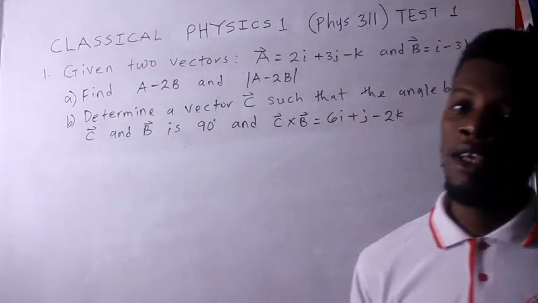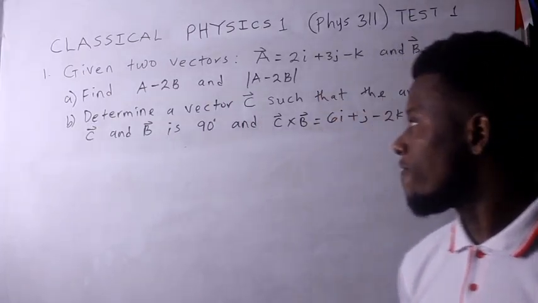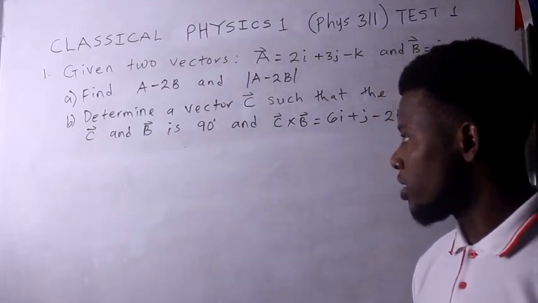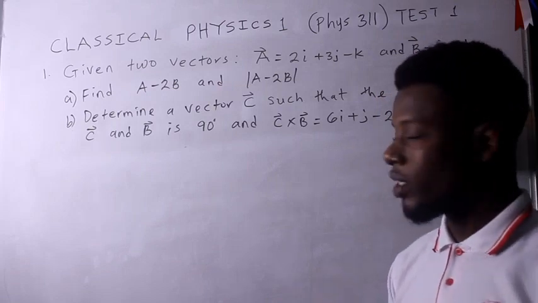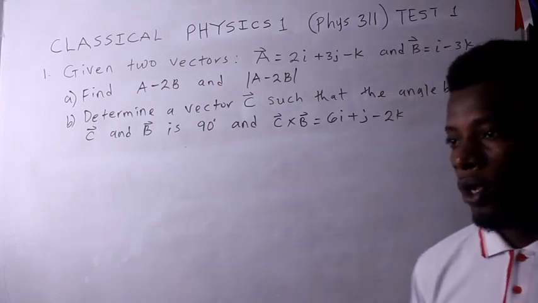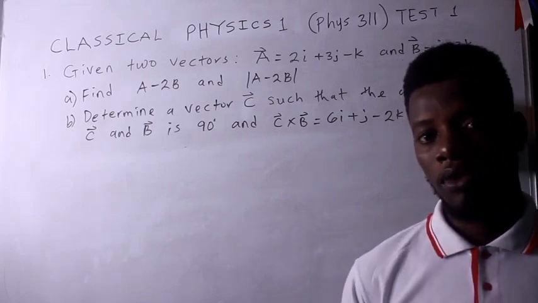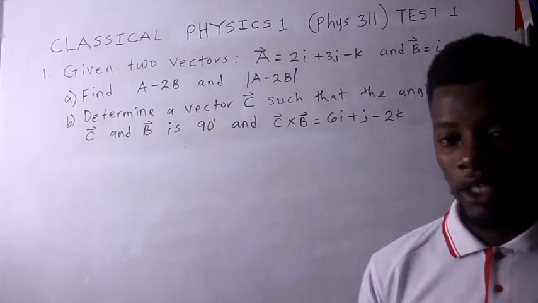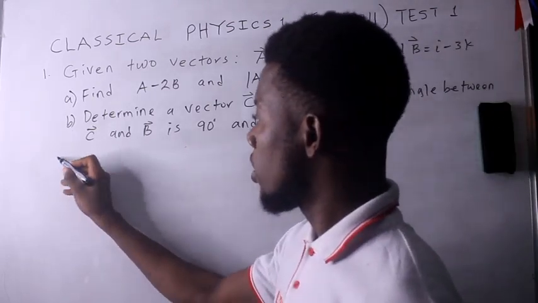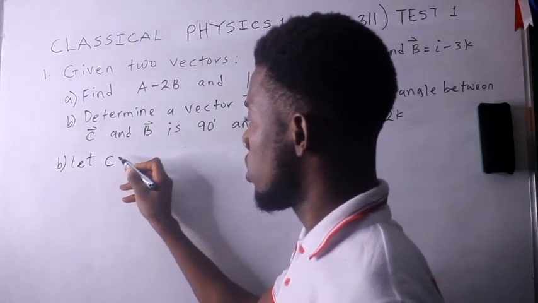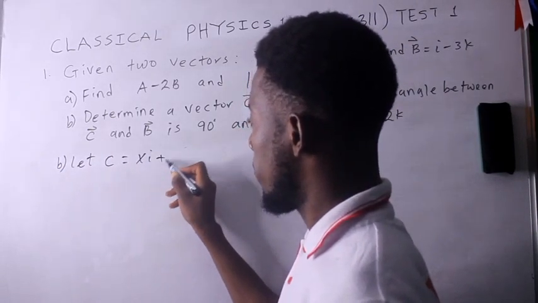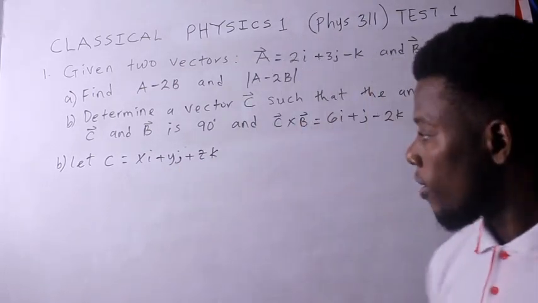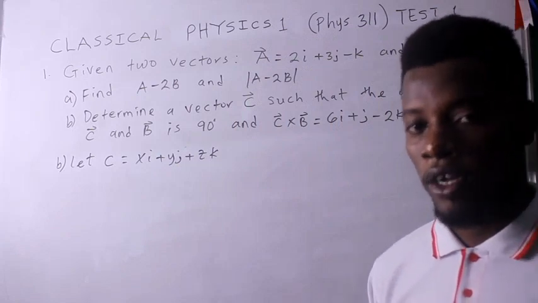Question number 1b says we should determine a vector C such that the angle between C and B is 90 degrees and C cross B is 6i plus j minus 2k. So let's go right ahead and use these two pieces of information to find the vector C. We'll begin by saying let the vector C equal xi plus yj plus zk. So x, y, and z are the variables that we want to find.